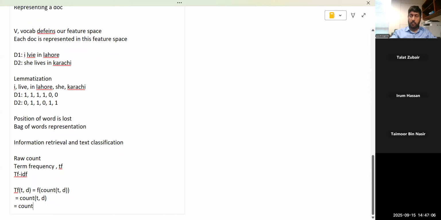एक तरीका हो सकता है count t of D divided by basically the length of D, मतलब नॉर्मलाइज कर रहे हैं. So if a word occurs let's say 5 times in a document and the total number of words in the document is 100, तो ये 5/100 हो जाएगा. ठीक है.